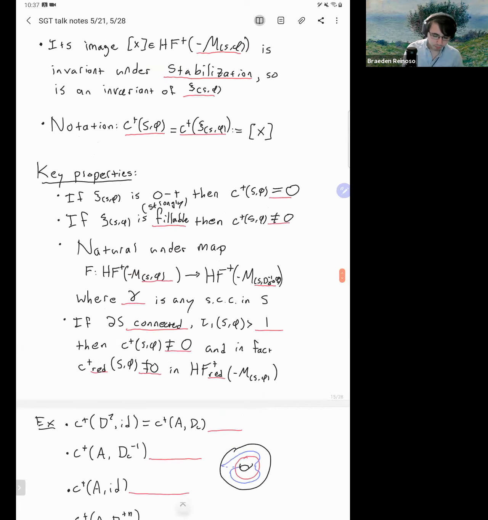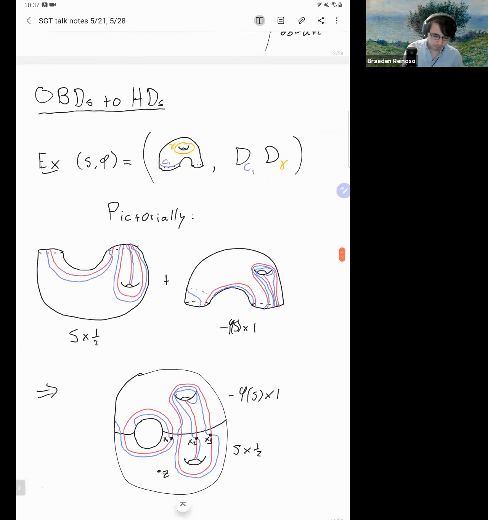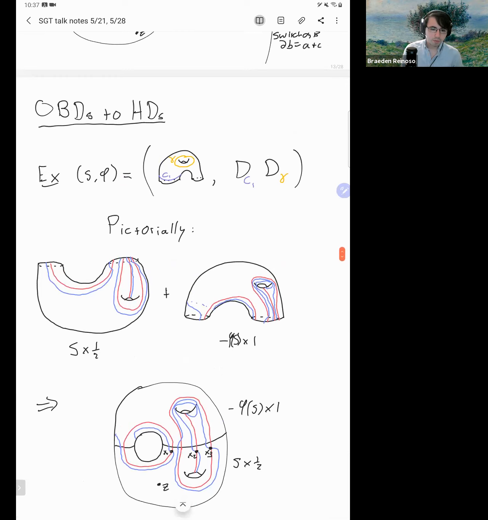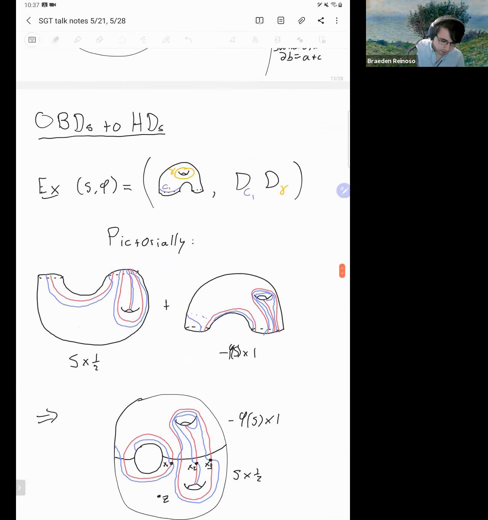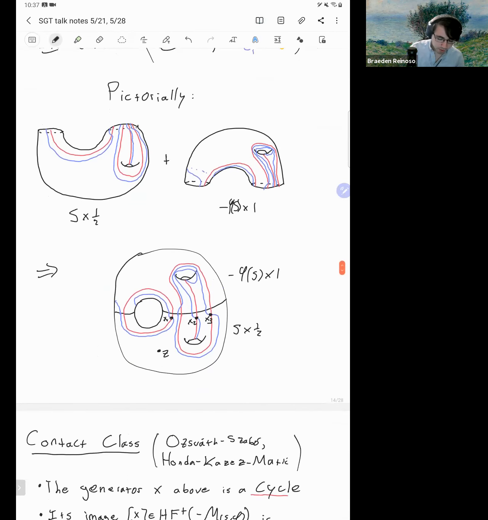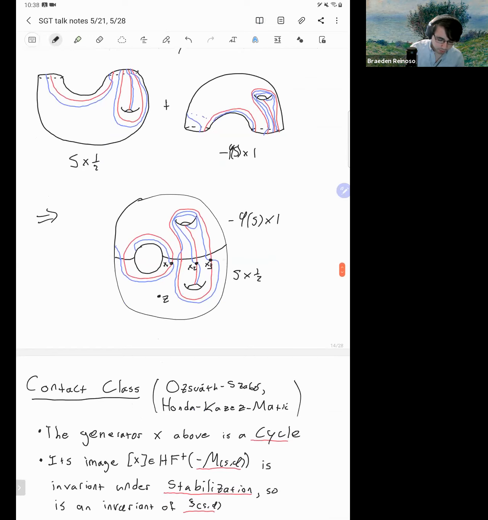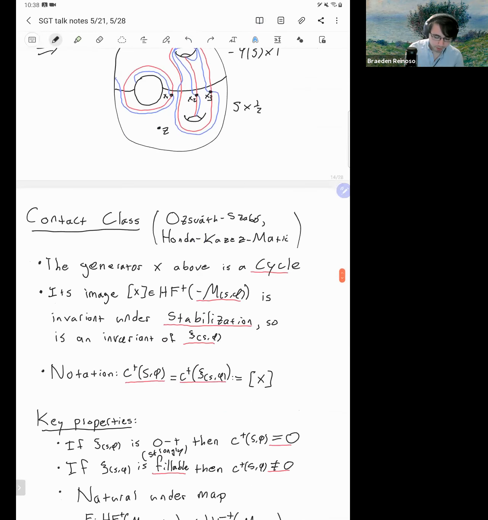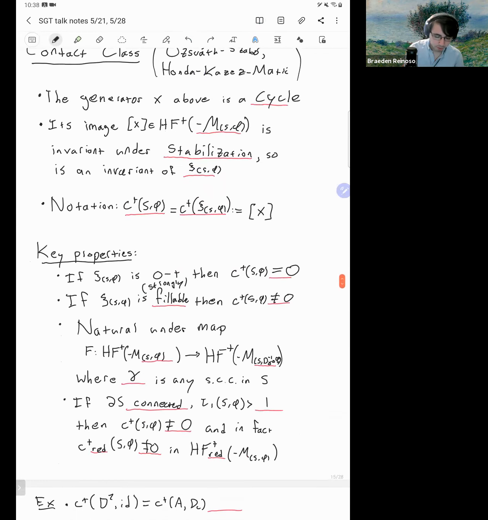To remind you what it looked like, the idea was if you started with an open book decomposition, you drew some arcs on it, and then you turned it upside down and stuck the two ends together, and you got these natural intersection points, which give you a generator in Heegaard Floer homology. That generator ends up being an invariant of the contact structure associated to the open book decomposition.